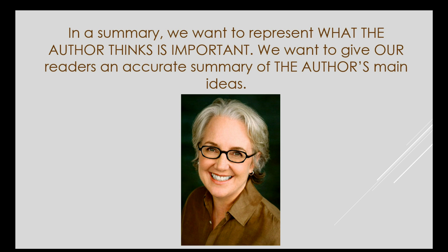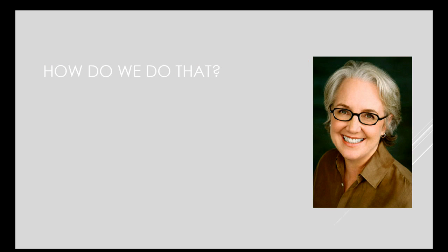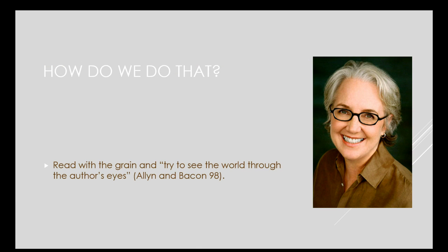So if this woman here wrote something, then we have to remain true to her, what her intentions were, what her ideas were, how she wanted to say things. We can't really comment on what she said or offer our opinion on it. We have to give our readers an accurate summary of her main ideas. How do we do that? The book tells us we can read with the grain and try to see the world through the author's eyes. So we're going to read with the grain, and that will help us summarize her ideas.